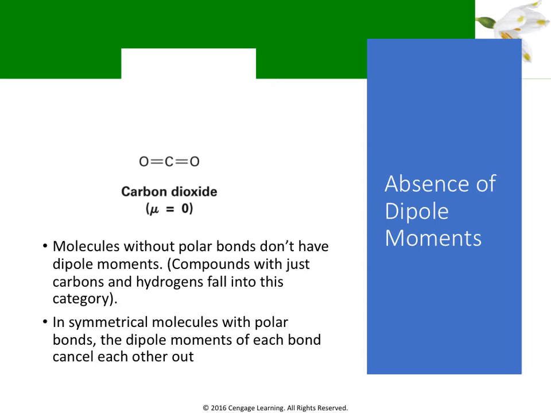Some molecules have polar bonds, but they don't have a dipole moment. Carbon dioxide is the prime example of this because both of the C=O bonds are polar, but they are in completely opposite directions, so they actually just cancel each other out. So with symmetrical molecules that have polar bonds, the dipole moments of each bond can cancel each other out, which will lead to an absence of a dipole moment for the whole molecule.